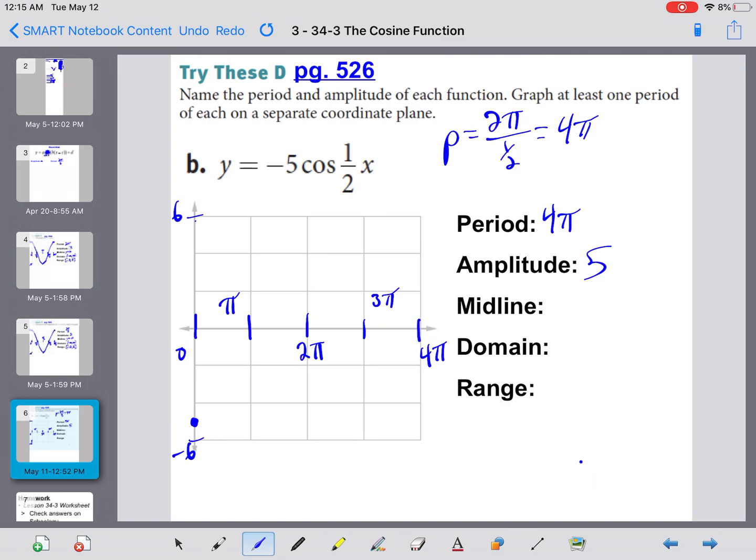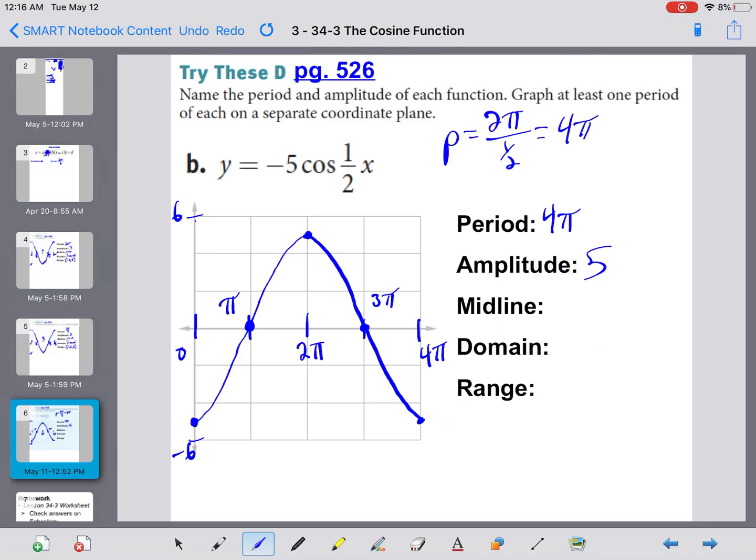Now, because of the negative out front, I flipped it down. This is my starting point down here. Next key value is going to be at the midline. Then up at the top, which is going to be up at +5. Then back to the midline, and then back down to the low point at -5, right? So my curve, instead of having a U shape, is basically an upside down U shape now, because of the vertical flip.